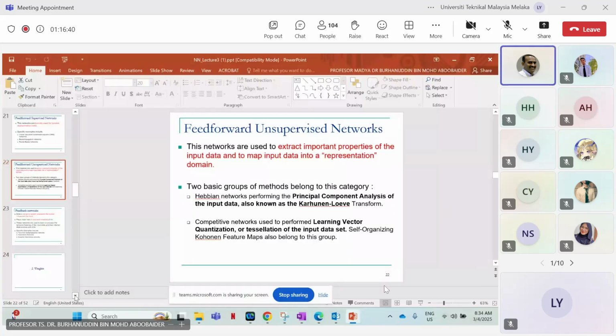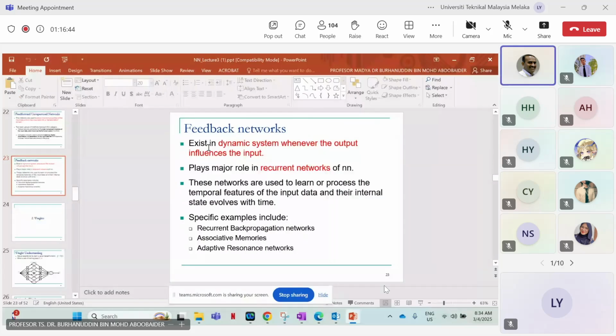Right now, the feedback networks. Feedback networks exist in dynamic systems whenever the output influences the input, right? For example, I give you an assignment. I tell you the expectation, the output is supposed to be like this. When you ask for more detail, I will give more detail about the assignment. Then you see that you need more data or more information about the assignment to produce the result or output, right? So that's why it becomes dynamic.